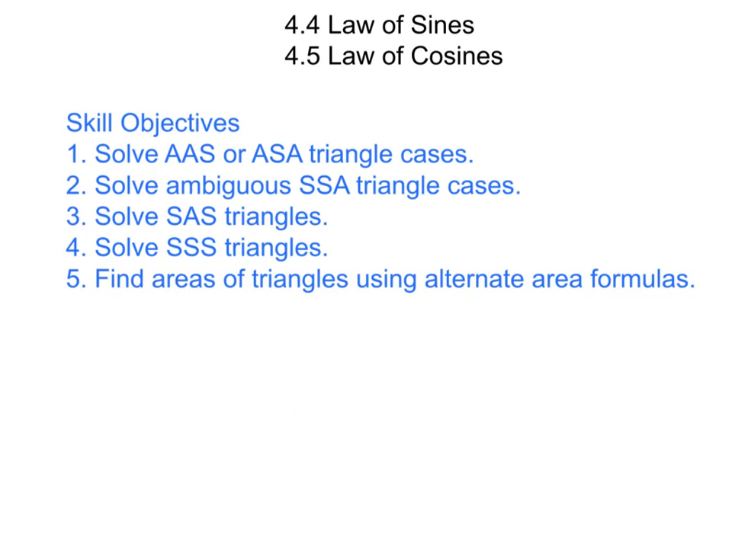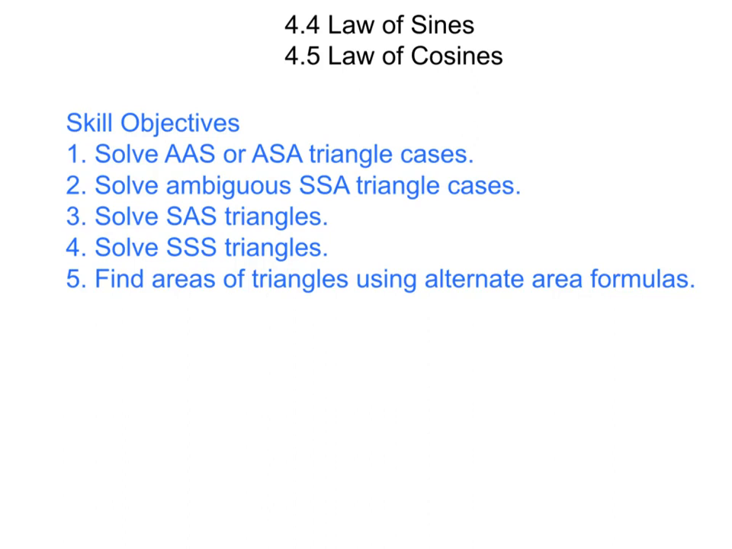So the skill objectives for this video are: number one, we want to solve angle angle side, AAS, or angle side angle triangle cases. We want to solve the ambiguous side side angle triangle cases. We want to be able to solve side angle side triangle cases and solve the side side side triangle cases as well. And the fifth thing we're going to do is find areas of triangles using alternate area formulas. There's two different area formulas that we're going to be using.